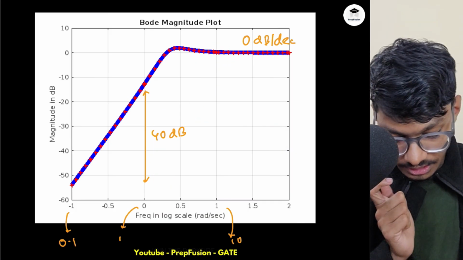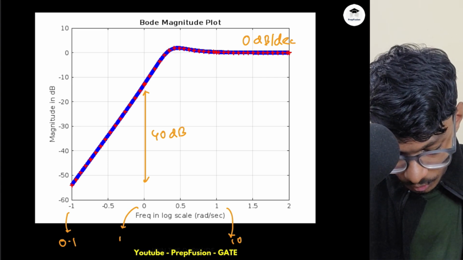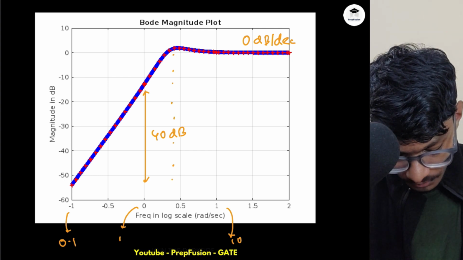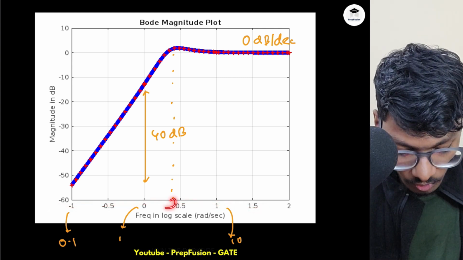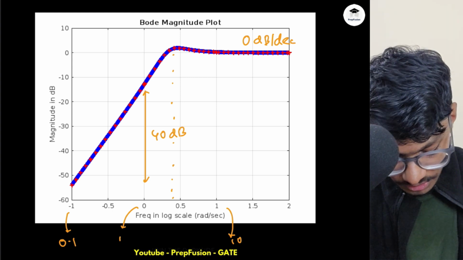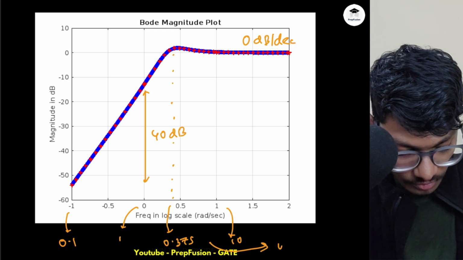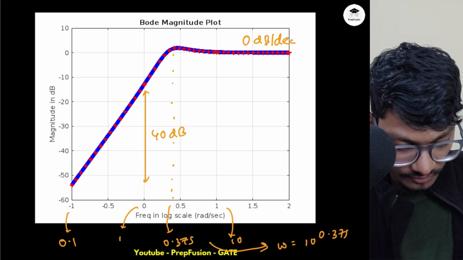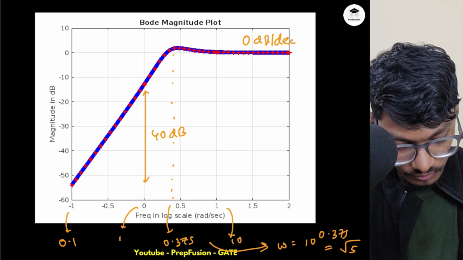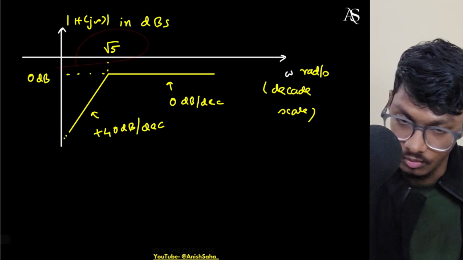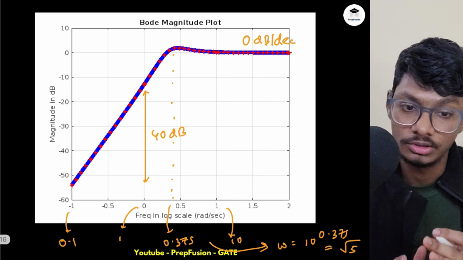So next, is our corner frequency correct? So here, almost here, the frequency is changing. So if I just bring this point down almost here, this scale is linear, but in log scale this is almost 0.375. Okay, 0.375, but this is in log scale. So if I want to get the actual frequency value, this will be 10 raised to power 0.375, which will be almost, like I've already calculated it, almost equal to under root 5, which is the assumption that we make. So yeah, that is the thing about the Bode magnitude plot.